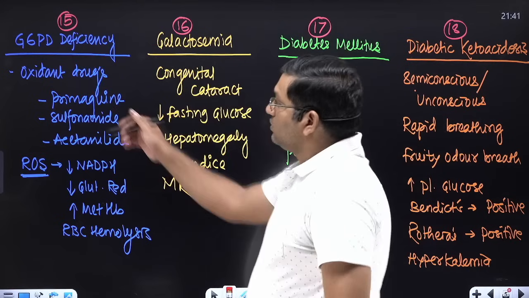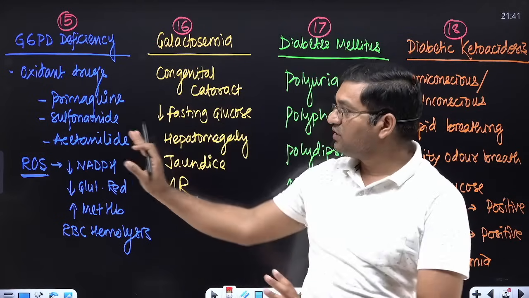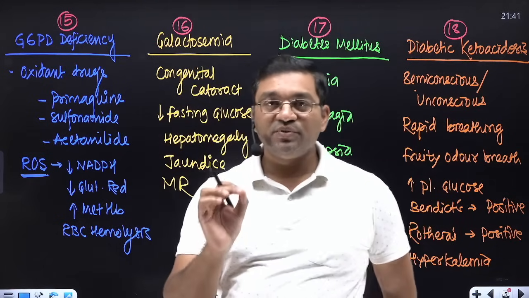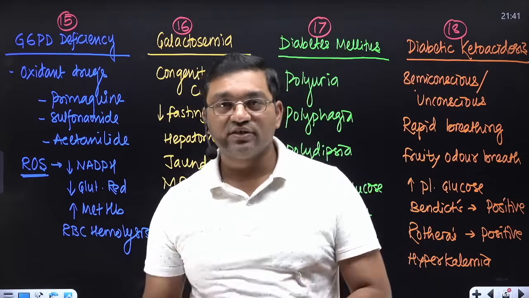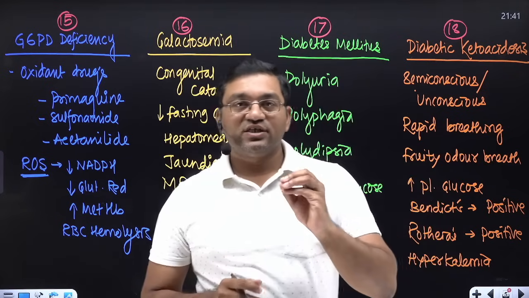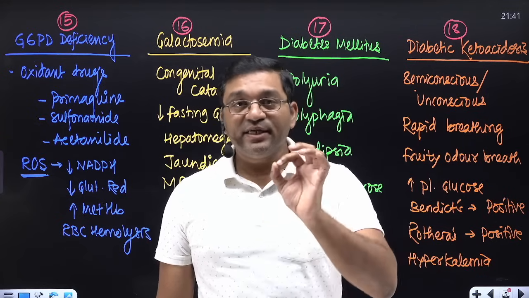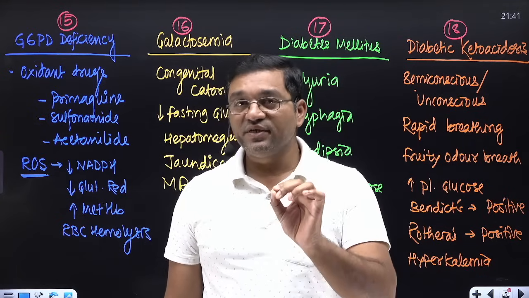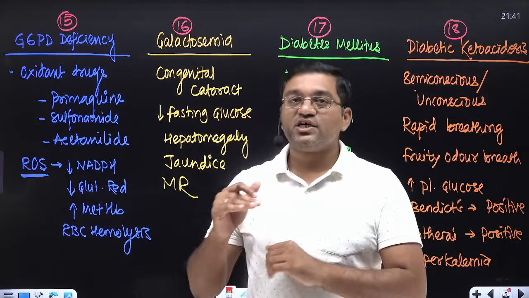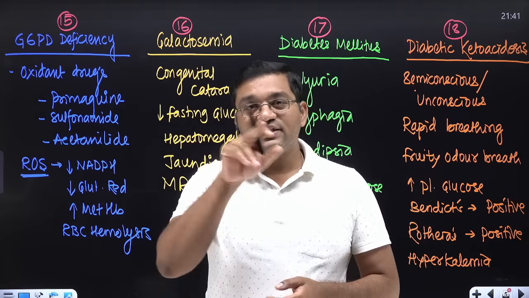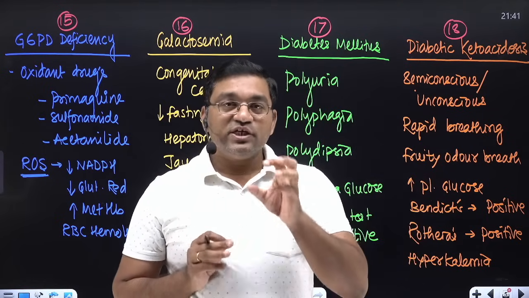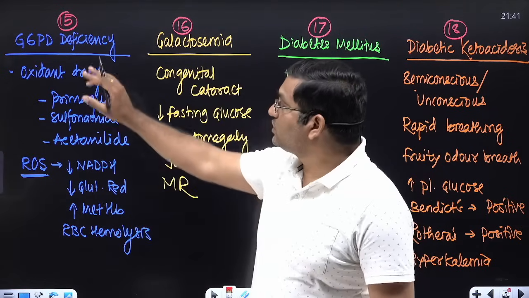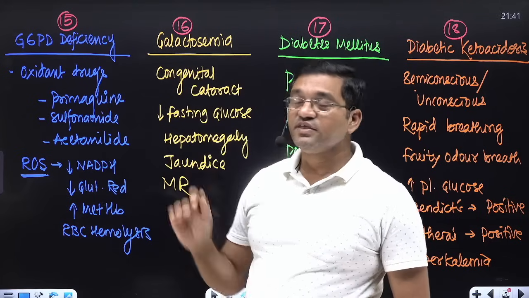Now G6PD deficiency. This disease is related with the HMP shunt, that is the hexose monophosphate shunt. The hexose monophosphate shunt is important for generation of NADPH, particularly the NADPH which is related with glutathione reductase activity and maintaining the RBC membrane. So it prevents hemolysis. So G6PD deficiency is related with the HMP shunt.